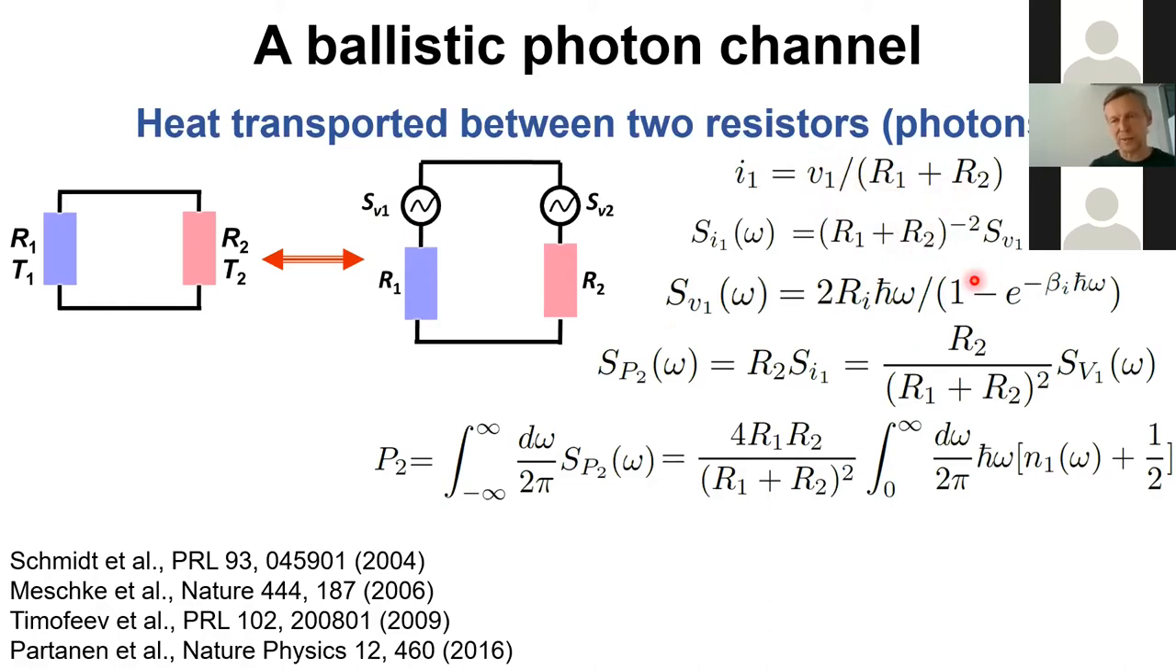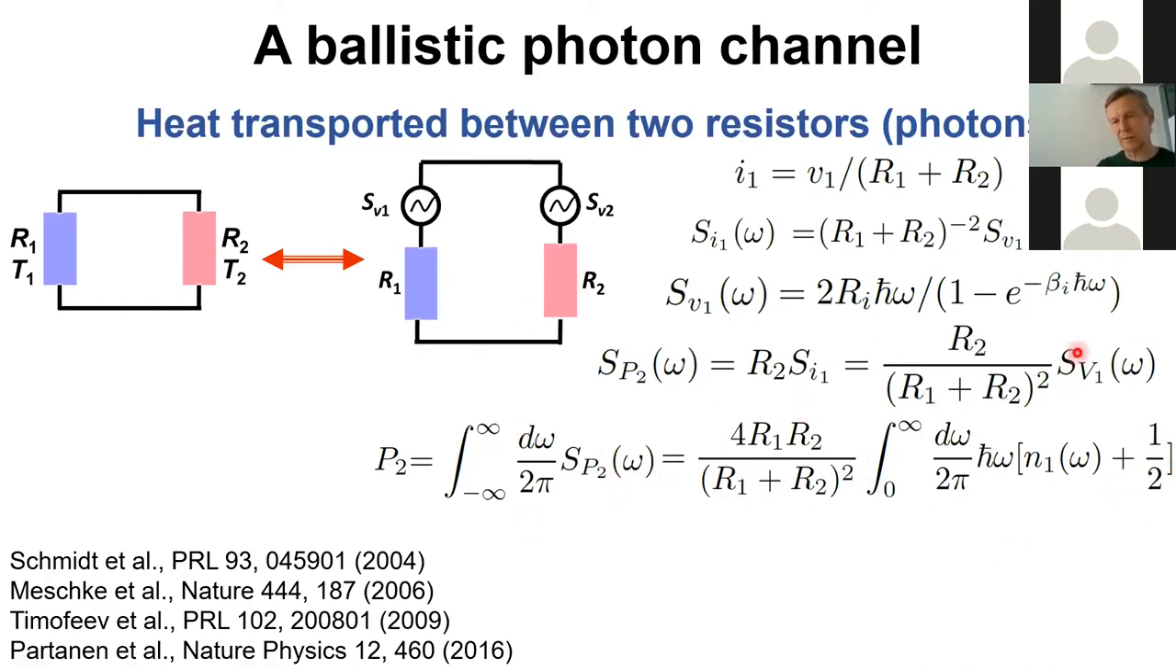then because of this, the noise is of course reduced by the square of the intrinsic voltage noise of the resistor, and then you can find how much power is transmitted to resistor 2. The spectral power is the resistance times the current squared, so the noise current squared, which is given by this simple expression. Now you integrate over all frequencies and you find the total power that this resistor emits to resistor R2. And this is given here.